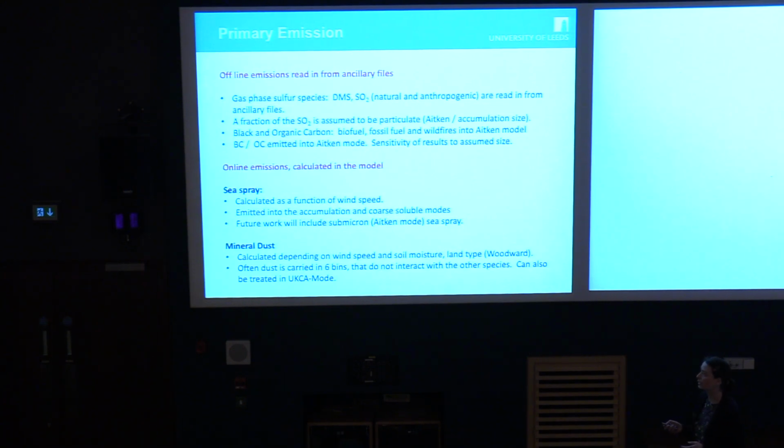We have two online emissions calculated in the model, and these are calculated online because they are influenced by wind speed. We want to be able to pick up the increased emission when wind speeds are high. So sea spray is calculated as a function of wind speed. At the moment we emit into the accumulation and coarse modes. There is some research that suggests we should include Aitken mode sea spray, but we don't as standard yet. And then mineral dust is calculated within the model using the Woodward scheme. It can be carried in bins or put into the mode. You make that decision when you set up the model.